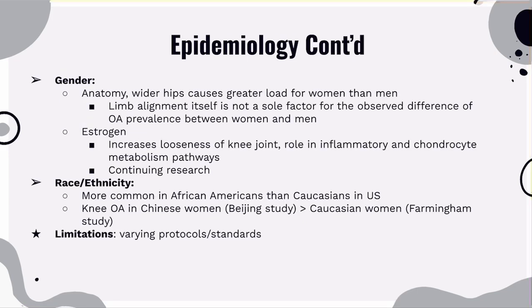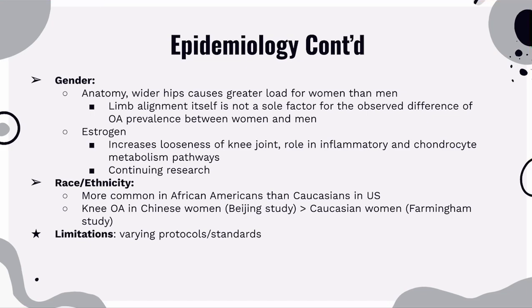The prevalence of OA between genders is still in research. However, some explanations for this are the basic anatomy. Wider hips are seen in women, and this can cause a greater load compared to men. But limb alignment itself is not a sole factor for the observed difference of OA prevalence between women and men, because OA also increases around the time of menopause when women enter their 40s and 50s.